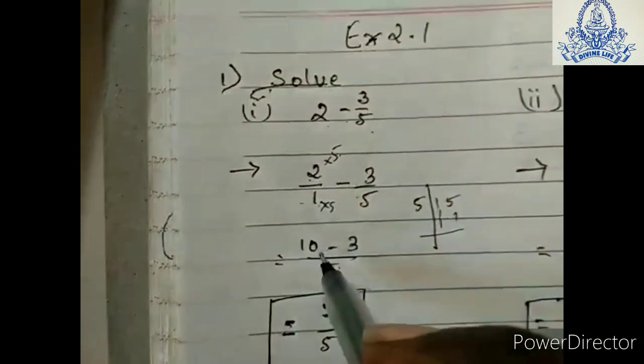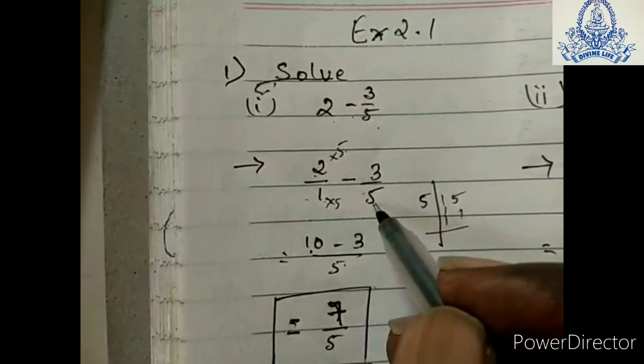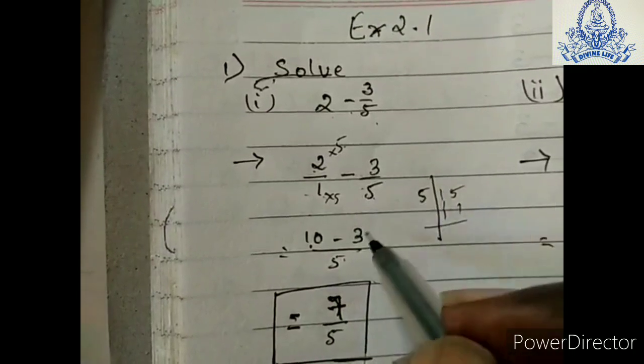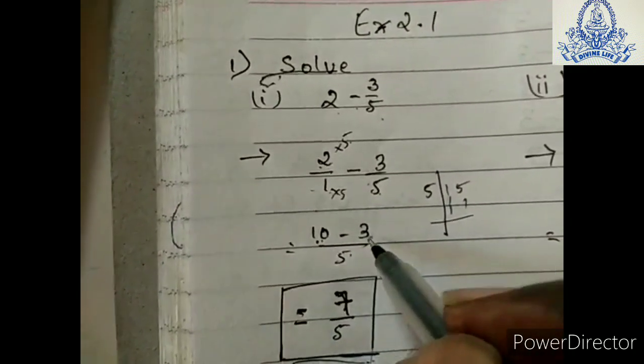So 5 twos are 10. Here it is the same, 5 ones are 5, so 3 will be there. 10 minus 3, we are getting 7 upon 5. 7 upon 5 is your final answer.